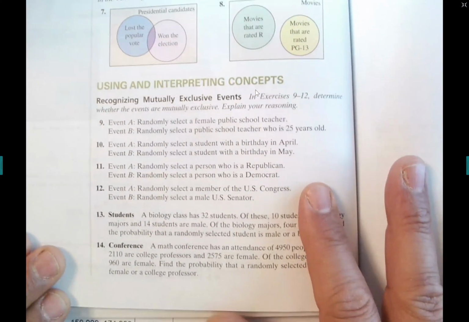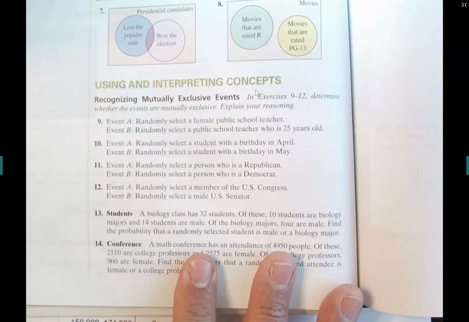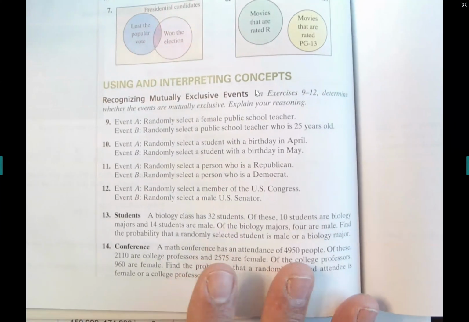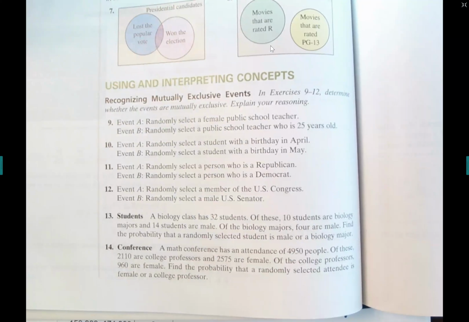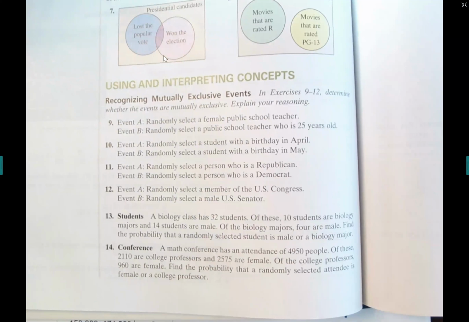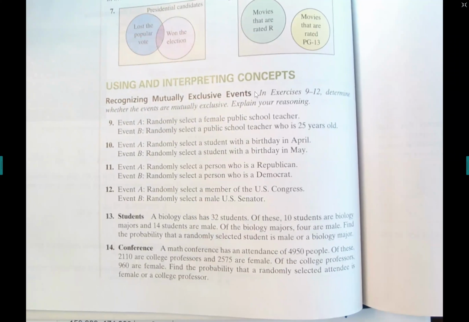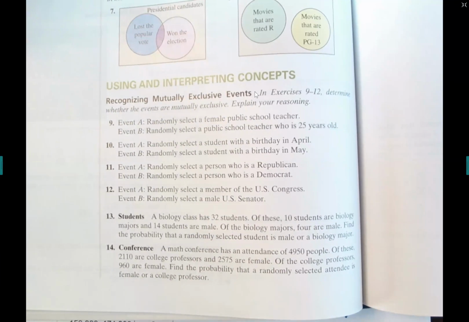Let's look at some wording here. Number 9. Randomly select a female public school teacher. Randomly select a public school teacher who is 25 years old. What do you guys think? Mutually exclusive or not mutually exclusive? Not. They can happen at the same time. If they can happen at the same time, then you say they're not, because you can find a female public school teacher who is 25 years old.